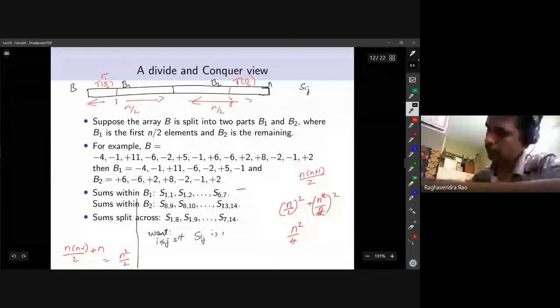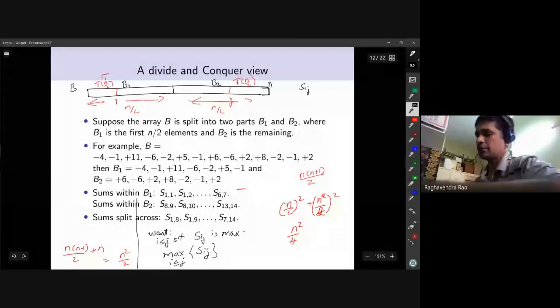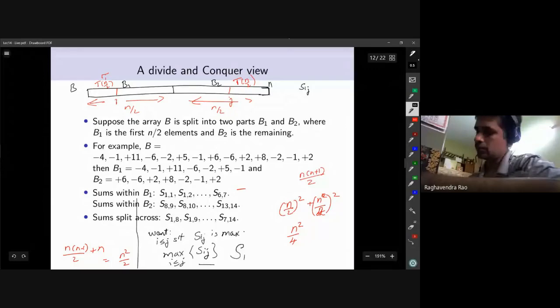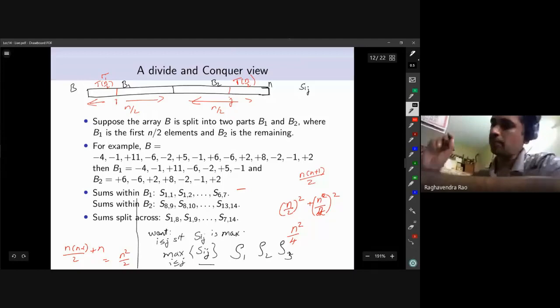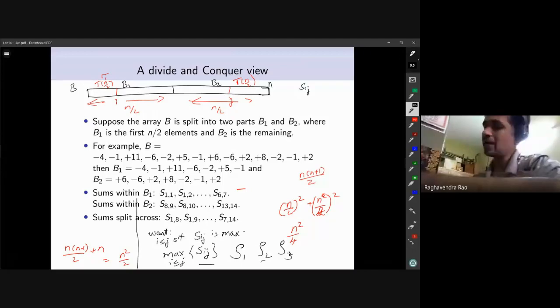In other words, you want to compute this max over i less than or equal to j of Sij, right? Now what we are going to do is split this into 3 sets. Let's call them S1, S2, and S3. S1 consists of all pairs which are within B1. S2 consists of all pairs which are within B2. S3 are the pairs which are across.